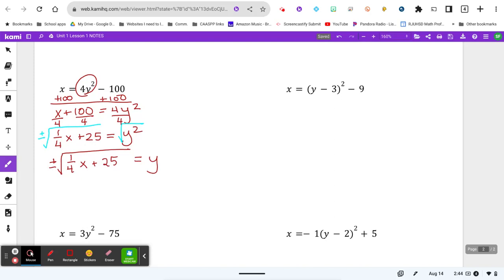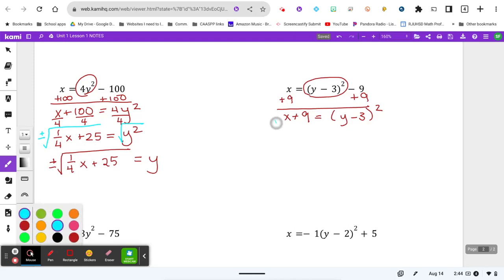Let's just try one more, and then you will see. Okay, again, we want the y by itself, but the y has all of this. So we're going to leave that alone until the next step. So we get x plus 9 equals y minus 3 squared. We're going to take the square root of both sides because we want to get rid of the square. We take the square root, and if we were doing the opposite, if we want to get rid of the square root, we're going to square everything.